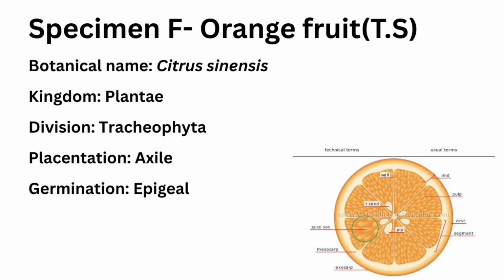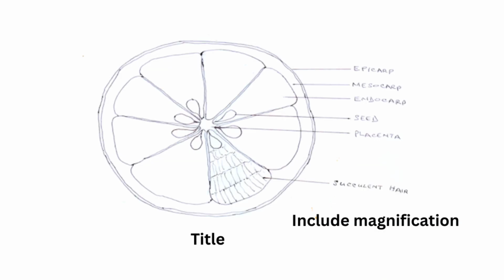Botanical name, Citrus sinensis, very simple. Under kingdom Plantae, division Tracheophyta. Very importantly, you need to know the placentation of orange fruit. So the placentation of orange fruit is axial placentation. Axial placentation. What type of germination does this specimen exhibit? In case you are asked, it exhibits the epigynous germination. Please note this. And in case you're asked to draw the specimen, this is what your drawing should look like.